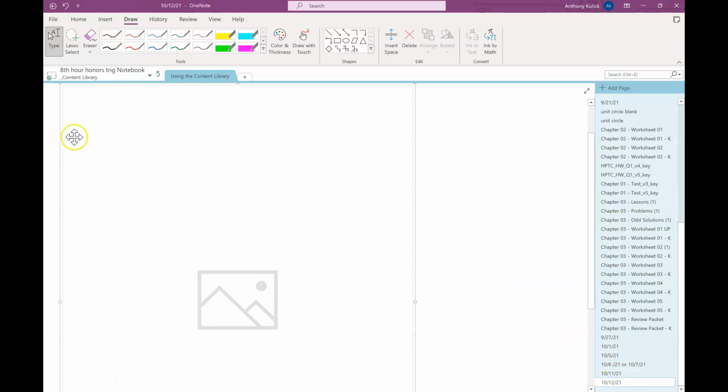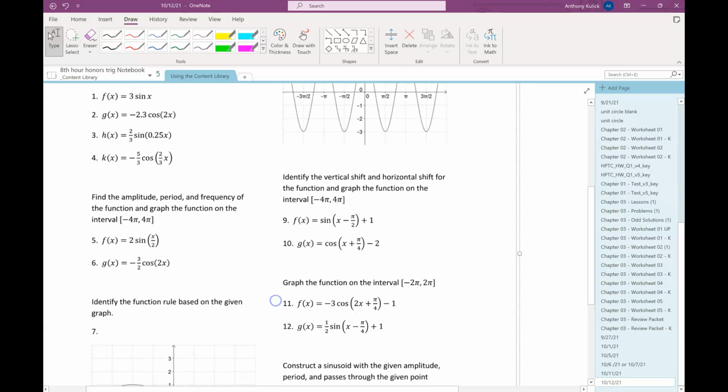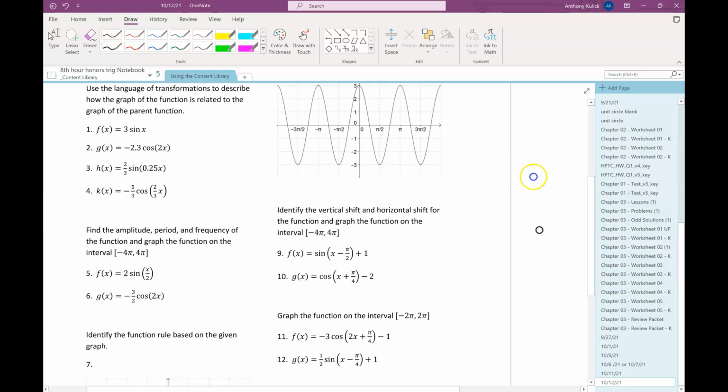Okay. So this says find the amplitude, period, and frequency for the function, then graph it on the interval from negative 4 pi to positive 4 pi.